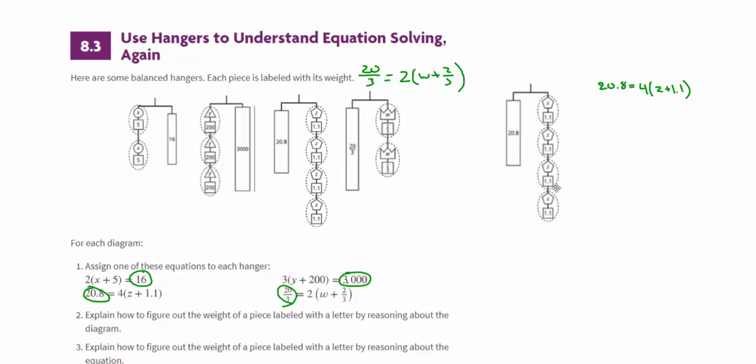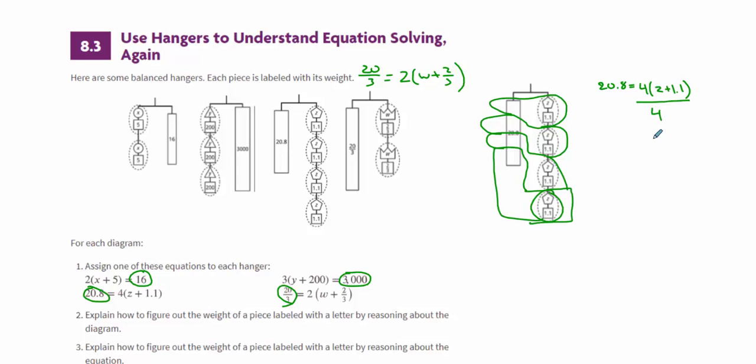So I notice here I have 1, 2, 3, 4 groups of z plus 1.1. So I'm going to split this into 4 equal groups. That group's going to go there. That group is going to go there. That group is going to go there. So one of these groups, when I divide this whole side of the hanger by 4, I end up with just one group.